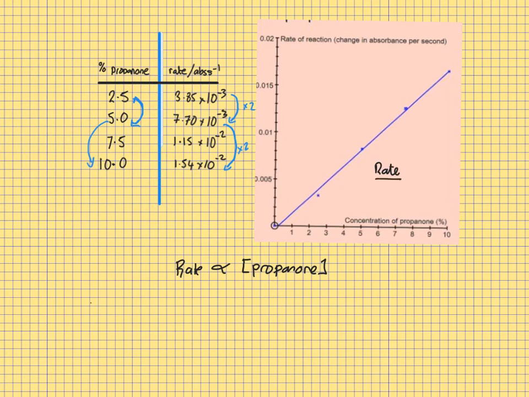divided by the concentration of propanone, and that's a constant value, and we'll give that value the symbol lowercase k. So we can now derive what is called a rate expression, and we can say that the rate for this reaction is this constant k times the concentration of propanone.